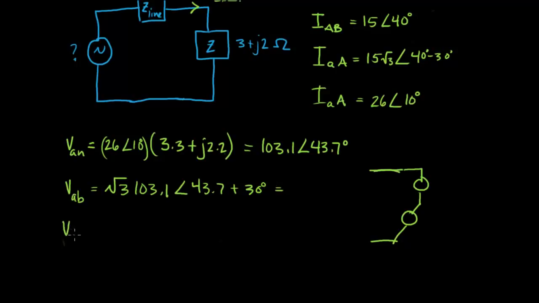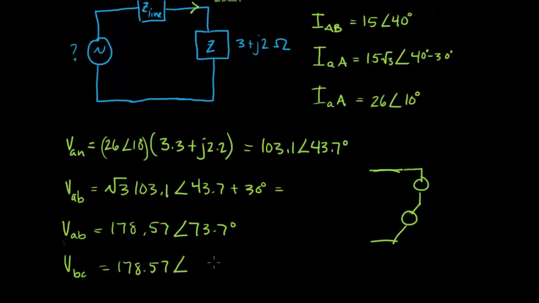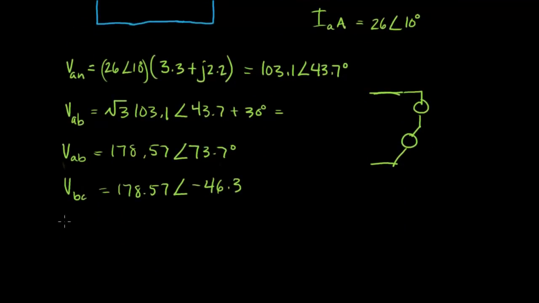Okay, so VAB finally equals 178.57 at an angle of 73.7 degrees. VBC equals 178.57 at an angle of minus 46.3, and VCA equals 178.57 at an angle of 193.7. And don't forget that we want to label these V RMS.